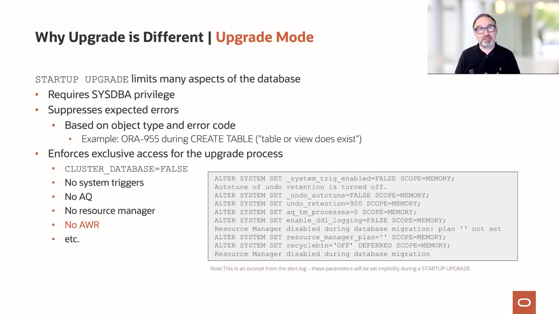What we do in the background here is we silence a lot of things. Here in that screenshot, you see a snippet from an old alert log. These days, you don't see these messages anymore. I think this was from 12.1.0.2, but later on there was a fix made to hide some of the output in the alert log, so you don't see them anymore. But what we do is, cluster_database needs to be false.